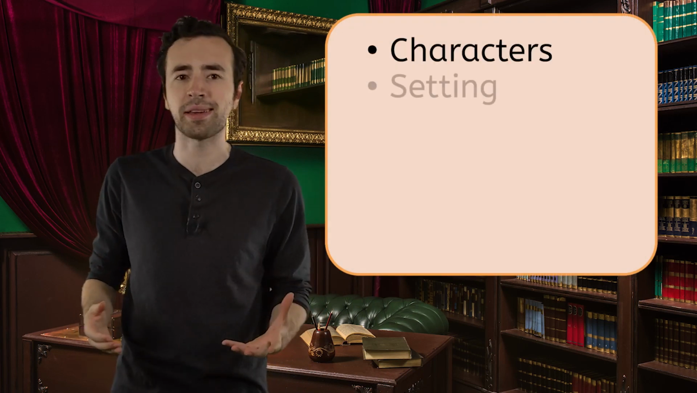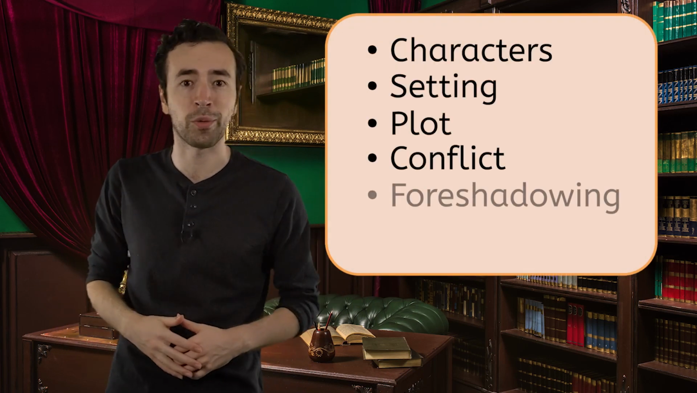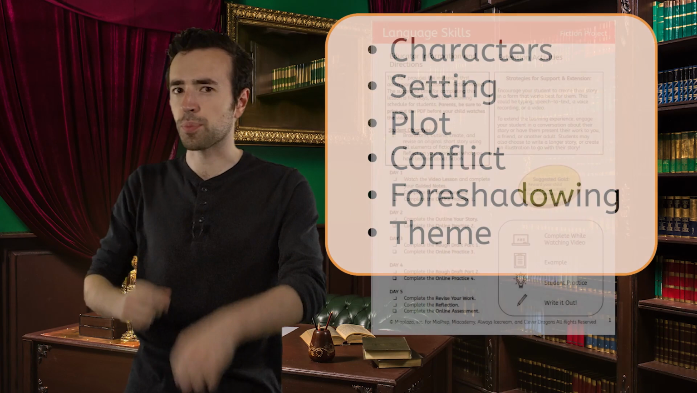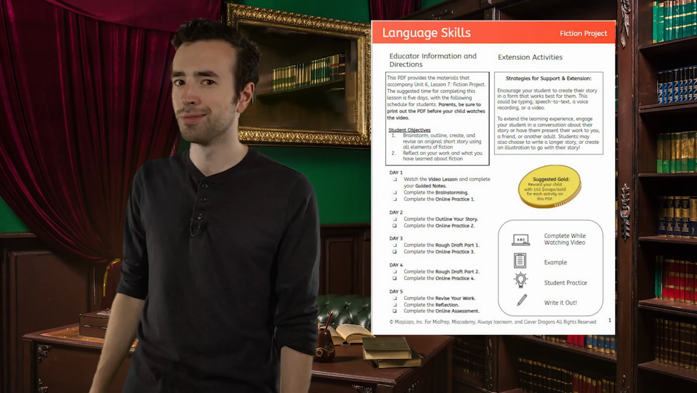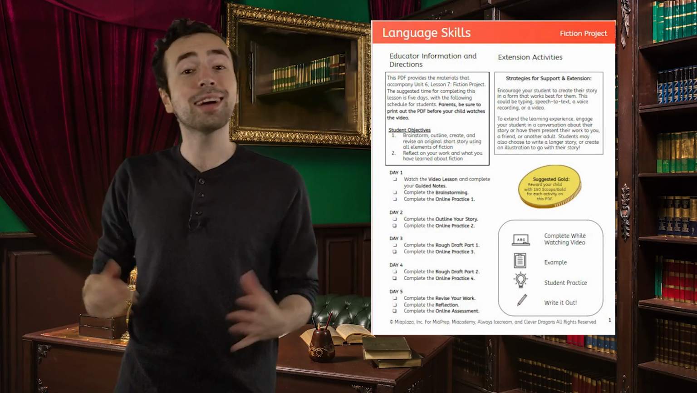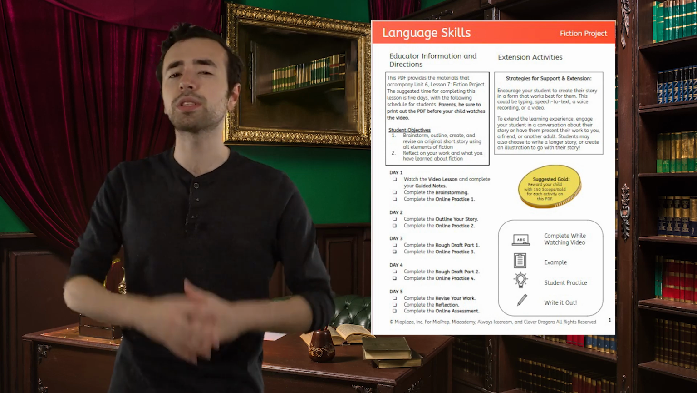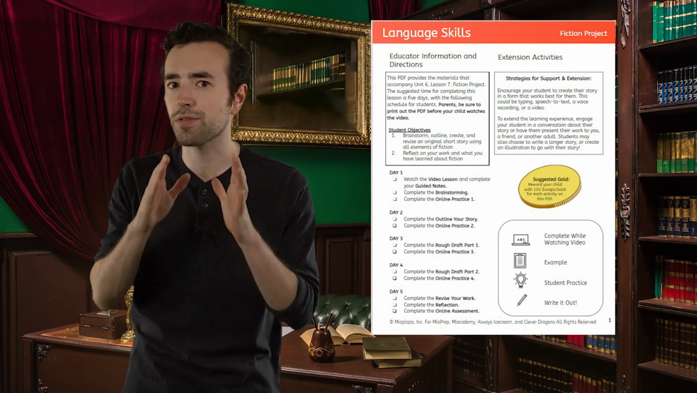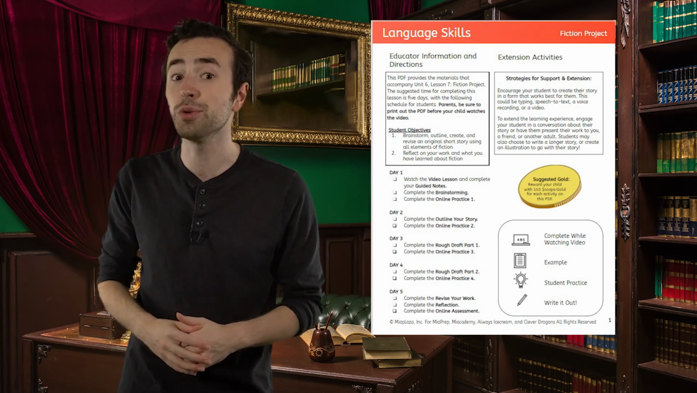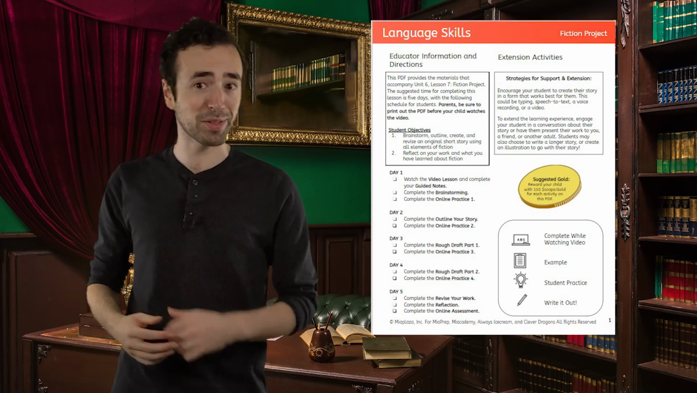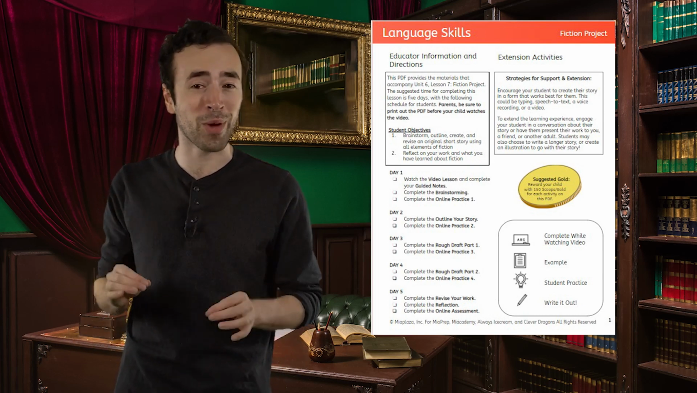We have an exciting mission. We'll be combining everything we've learned about characters, setting, plot, conflict, foreshadowing, and theme. Do you have your PDF ready to take a few notes? Awesome. As we work through the PDF for this lesson, you'll receive guidance on how to craft your very own short story using these elements. You're about to become a bona fide writer.